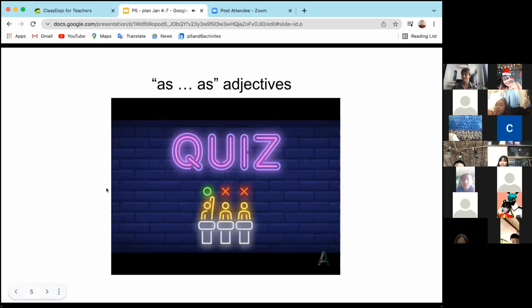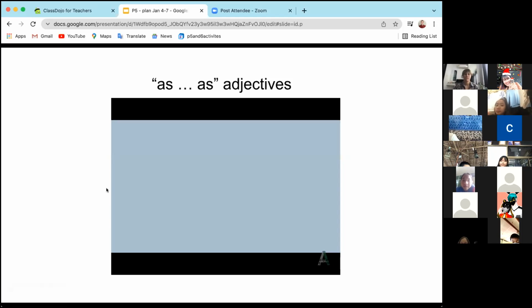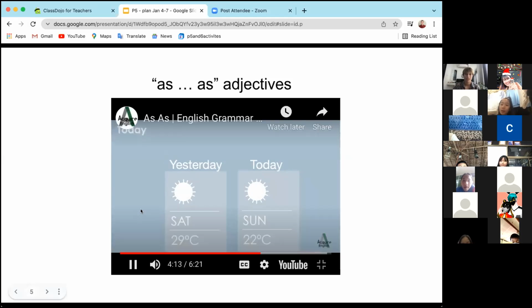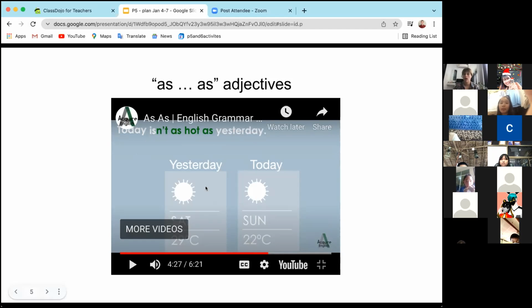Time for a little quiz. Okay, it's quiz time. See if you can come up with the as sentence. All right, so we have yesterday and today. Yesterday was 29 degrees Celsius and today is 22 degrees Celsius. So today isn't as hot as yesterday. They're not equal. Today isn't as hot as yesterday.